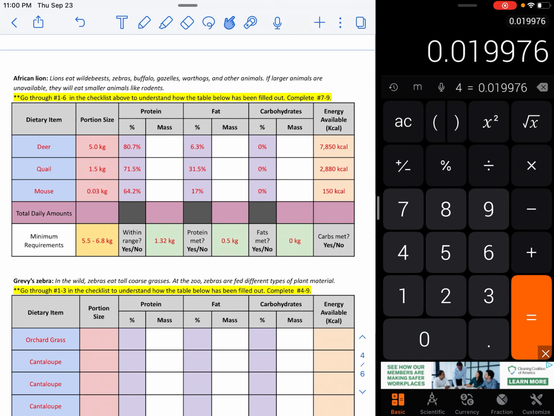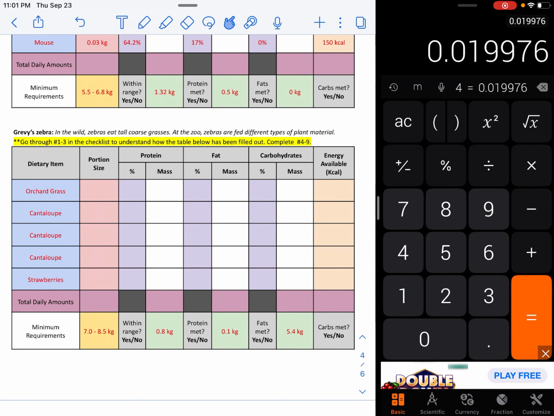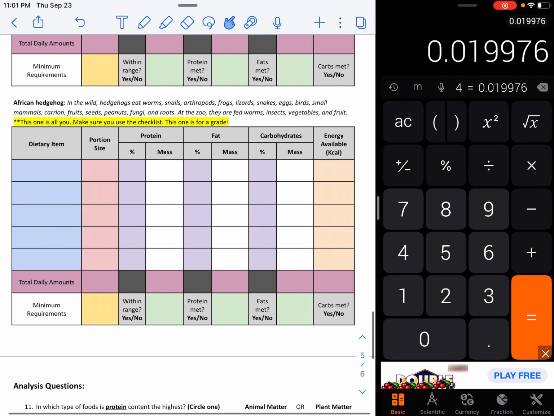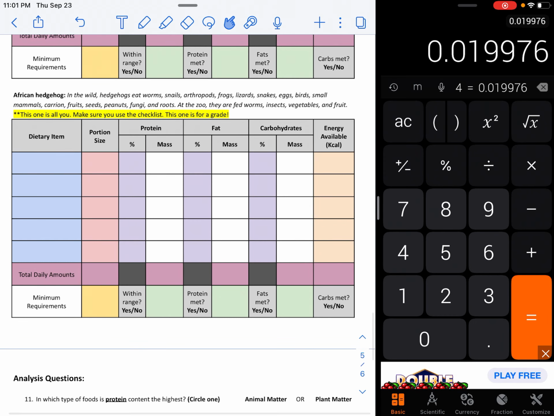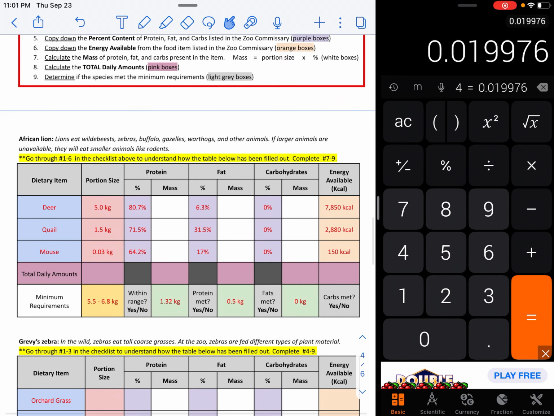Now, if you look at it, we start you off easy. The African lion has a lot of this stuff filled in. The zebra then takes a little bit away and relies more on you to fill in some of the stuff. The Guinea baboon takes even more away. And then the last one, the African hedgehog, you have to come up with the diet yourself. You have to come up with all the food items and make sure it meets all the minimum requirements. We're going to do the first one together, and then I'm going to turn you loose.